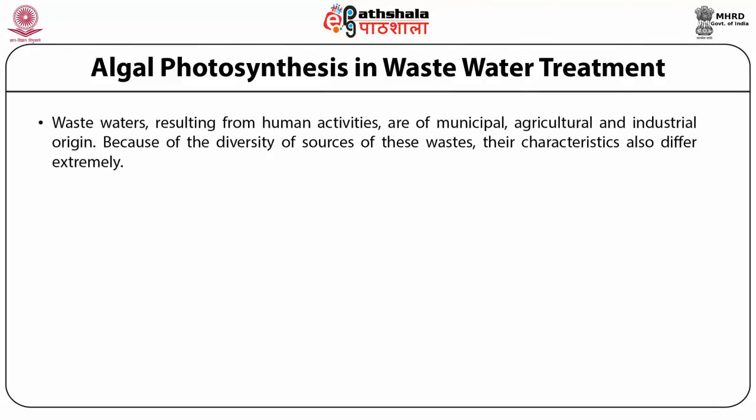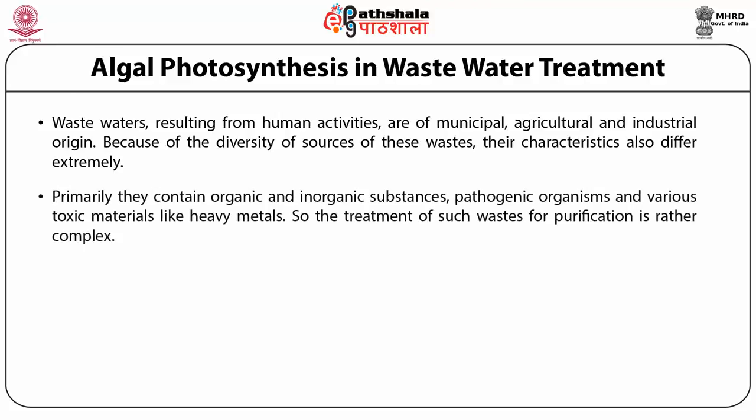Another way by which carbon dioxide may be reduced is the algal photosynthesis in wastewater treatment. Wastewaters resulting from human activities are of municipal, agricultural, and industrial origin. Because of the diversity of sources of these wastes, their characteristics also differ extremely. Primarily, they contain organic and inorganic substances, pathogenic organisms, and various toxic materials like heavy metals. So the treatment of such wastes for purification is rather complex.